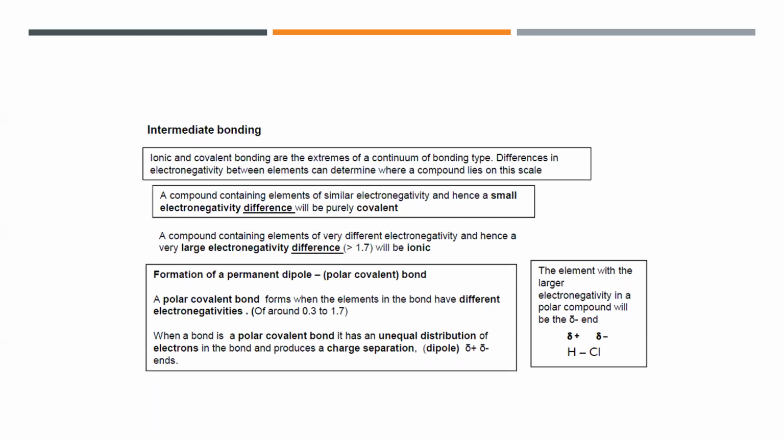Look at this statement. If a compound contains elements of different electronegativity, with a very large electronegativity difference greater than 1.7, then the compound will be ionic. This means when we calculate the difference between the electronegativities of the two elements, if the difference is more than 1.7, then the compound will be ionic. But if it is less than or equal to 1.7, then it will be covalent.